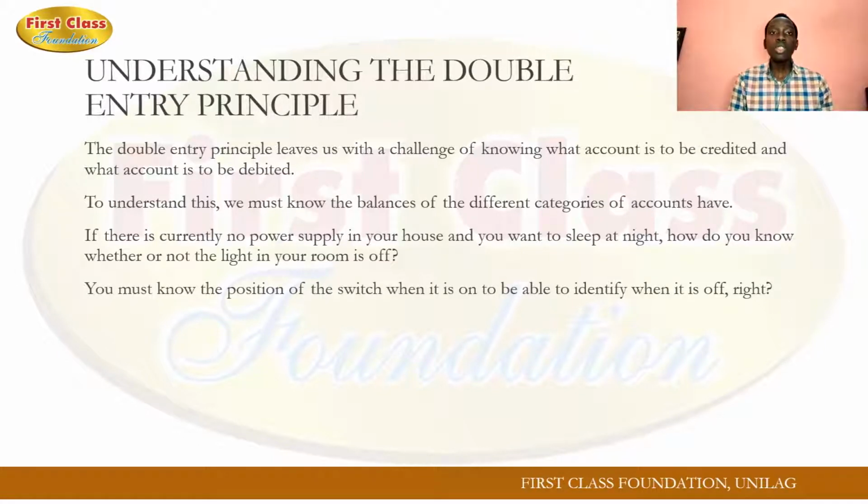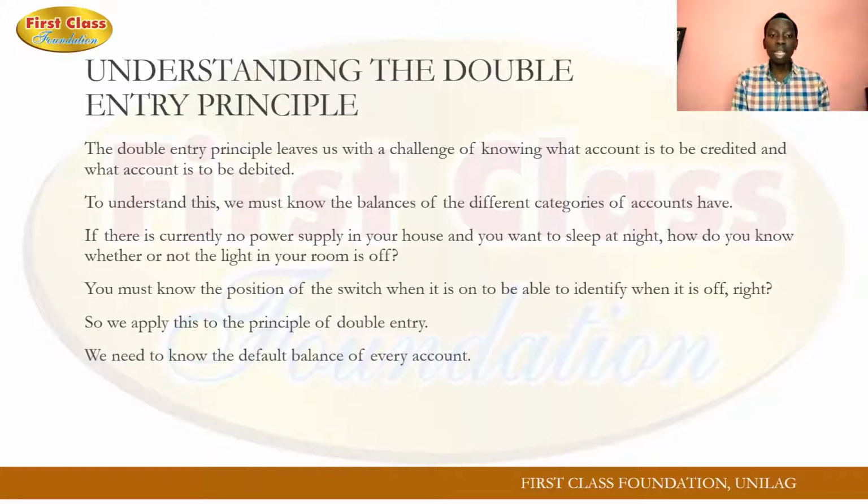Now, the way to do this is your knowledge of what position the switch is when it is on. So you already know that this is the position the switch stays when the light is on. That's how you'll be able to know what position it should be when it is off. So this is the same thing that we are applying to the principle of double entry, which I'm looking at today. So we need to know what the default balance of every account is. Every account has a default balance. This is what the balance is meant to be on a norm. So knowing that would guide us into knowing what to do in every situation.